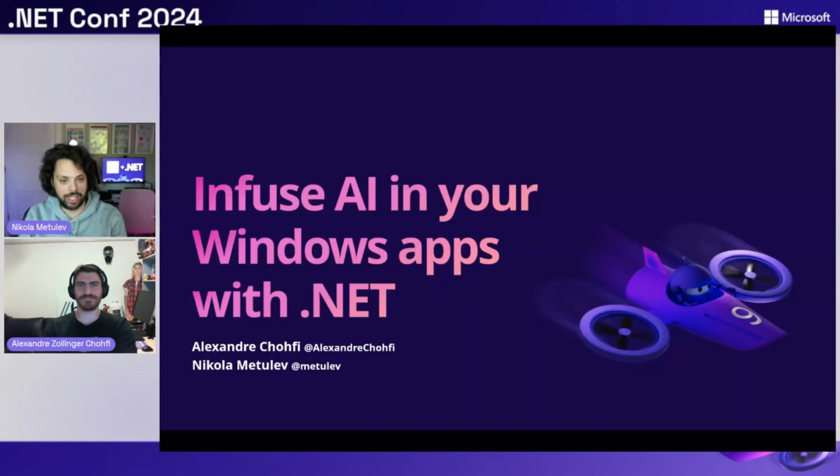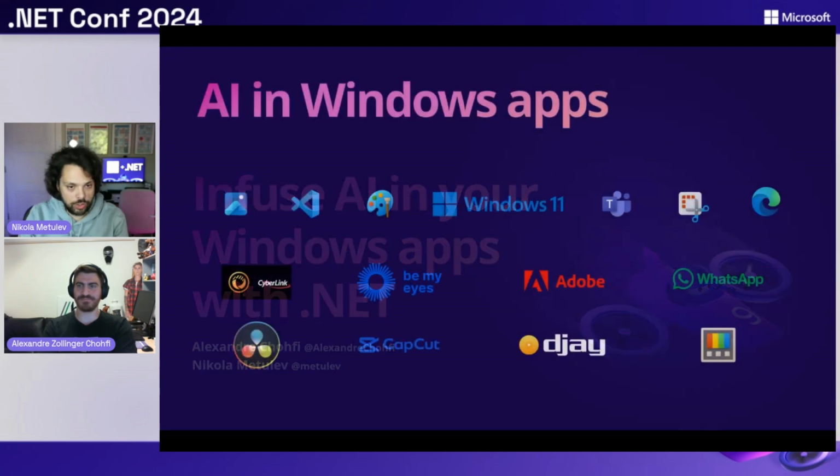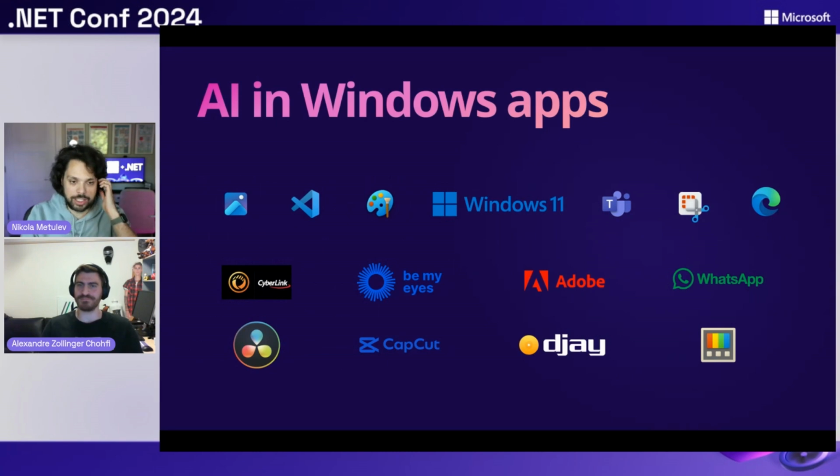At this session, we'll learn about AI and how to use AI inside of your own Windows application and how .NET helps us do exactly that. Now, one of the best ways to learn about how to use AI inside of your Windows application is to just see what others are doing. What are others building inside of their own Windows applications with AI?